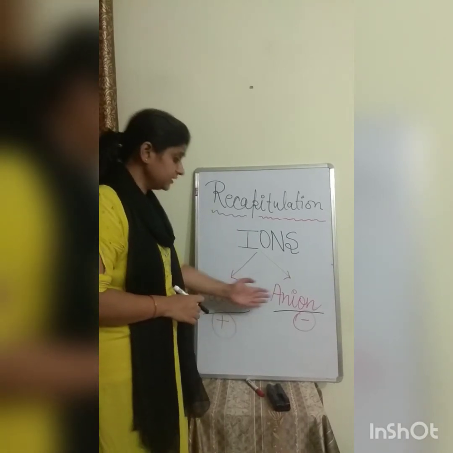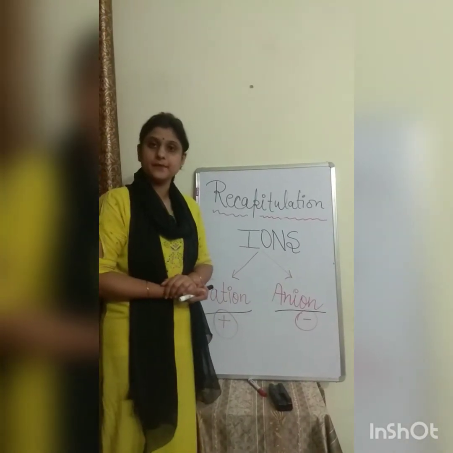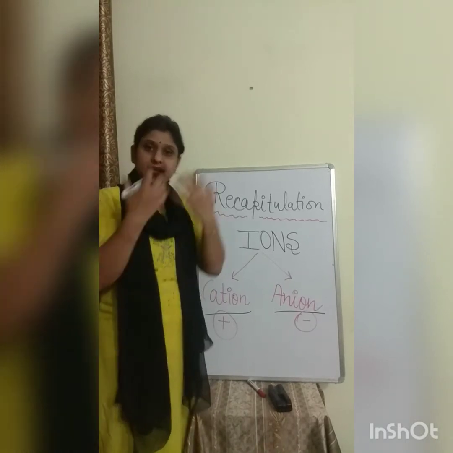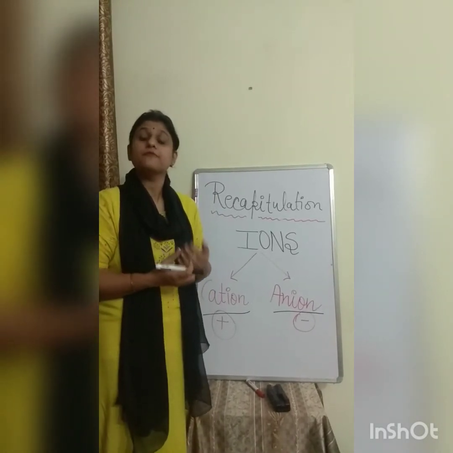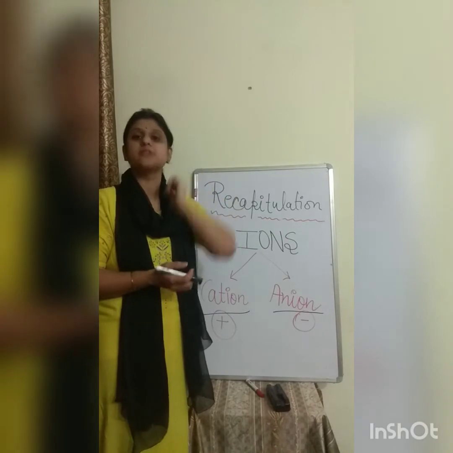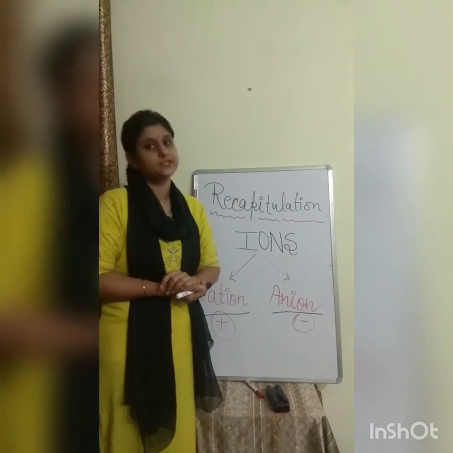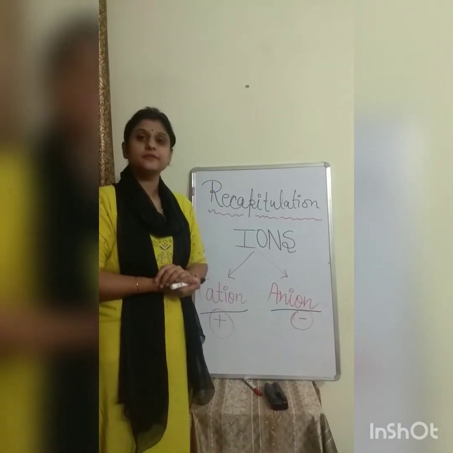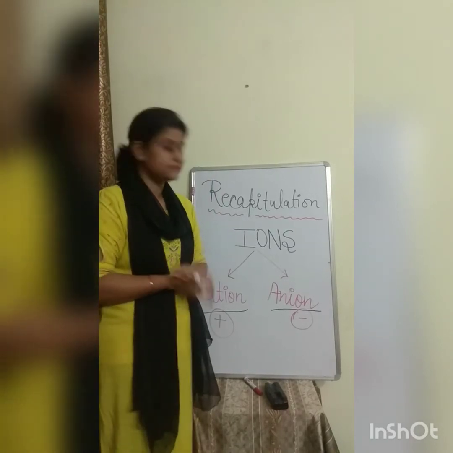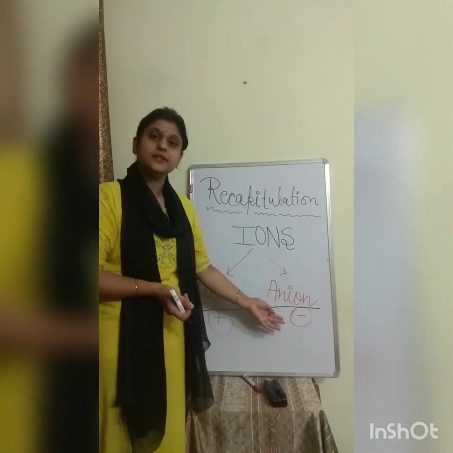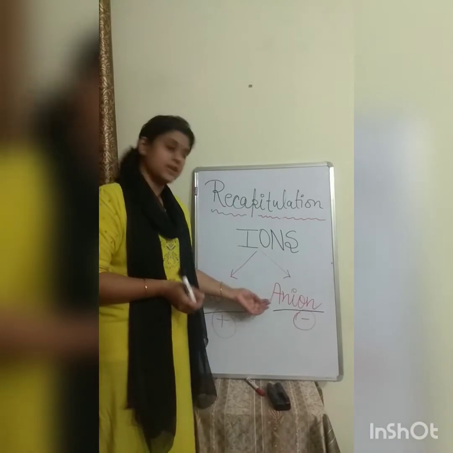Okay. In case of anion, what happened? When any atom gains the electron, the number of negatively charged particles becomes larger as compared to positively charged particles. So definitely the overall charge on the ion will be negative, and the name of the negative ion is anion.